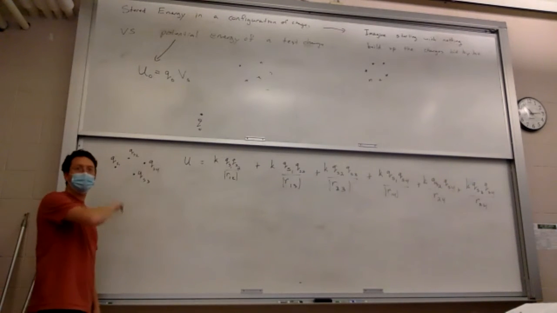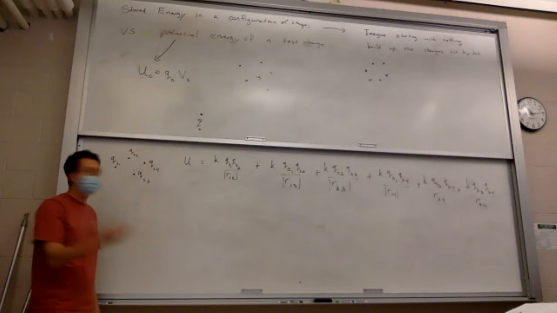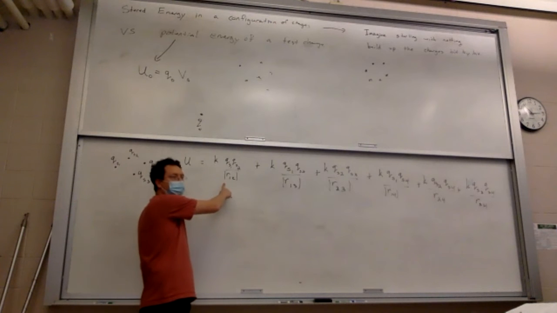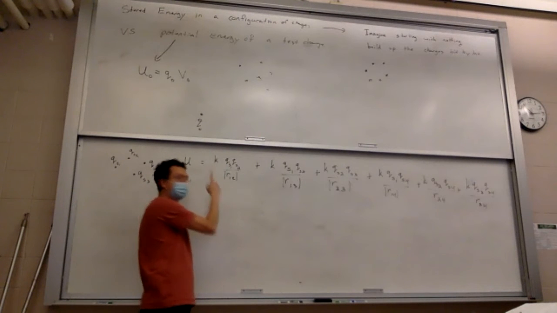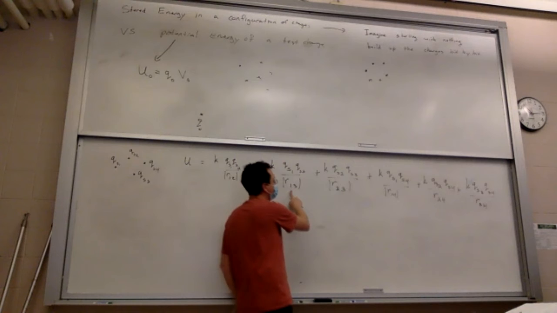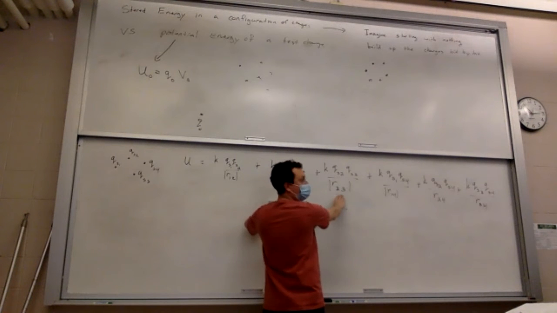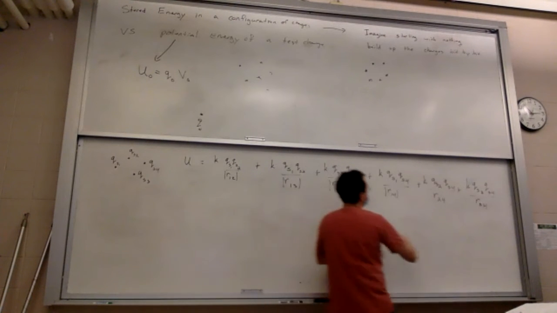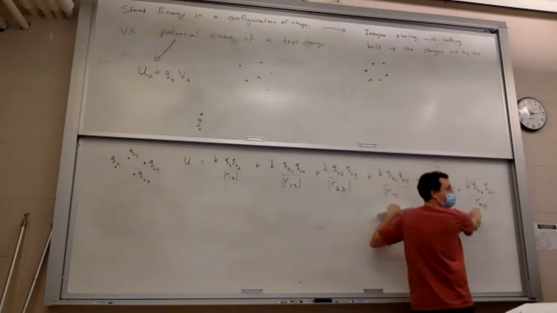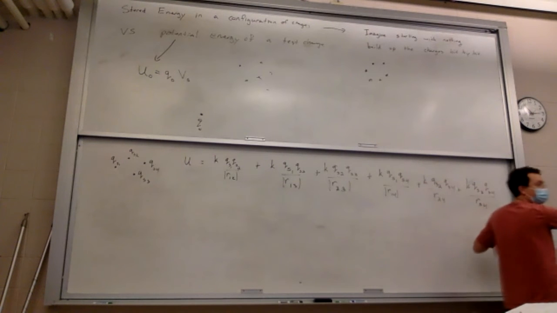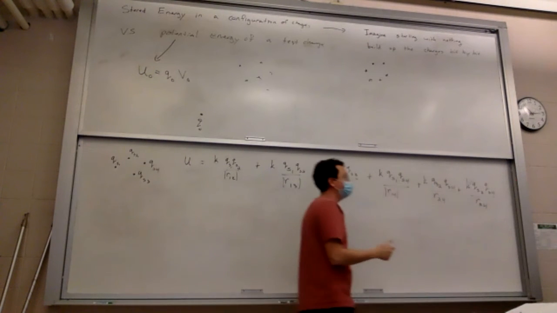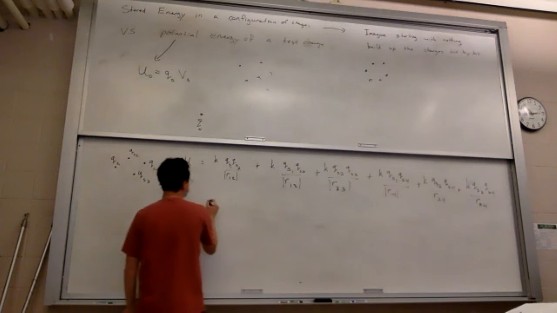So the first charge is for free, nothing. Two charges meant it pushed against one thing, so there's one term. When I have three charges, the third one pushes against two charges, so I get two terms. And then I get three terms for the fourth one. For the fifth one, I have four terms. It grows and grows and grows.